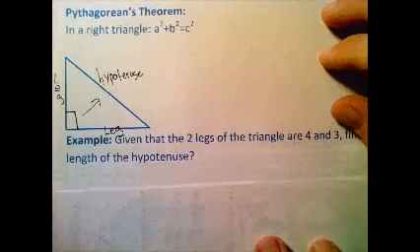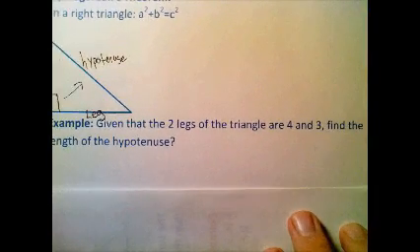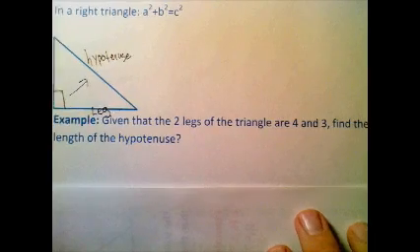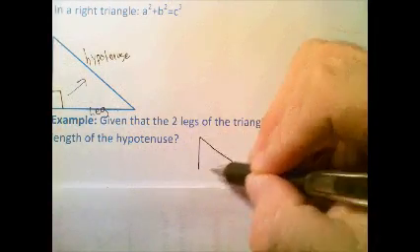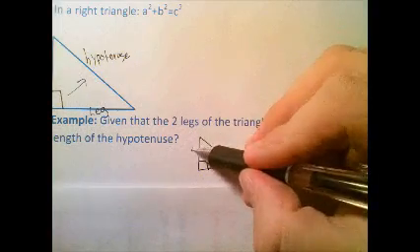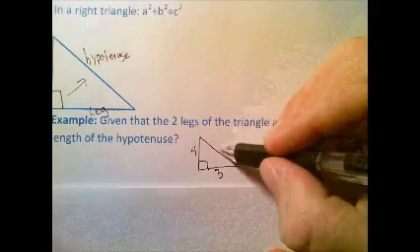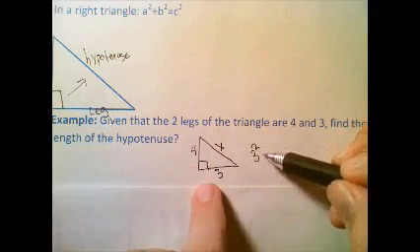Okay, so now let's just go through an example real quick. Given that two legs of the triangle are 4 and 3, find the length of the hypotenuse. Okay, so I'm going to draw a right triangle. The legs are 4 and 3. I want to find the length of the hypotenuse. Now, simply put it in a squared plus b squared equals c squared.